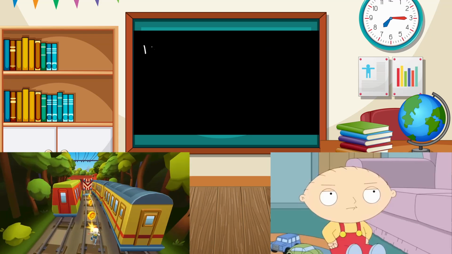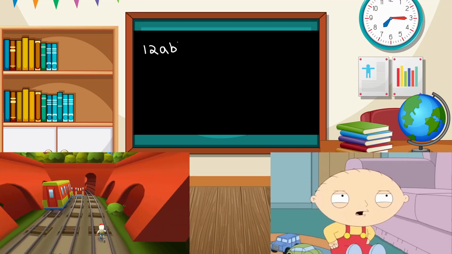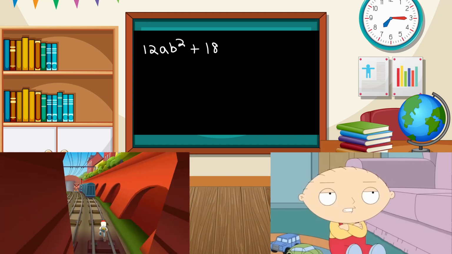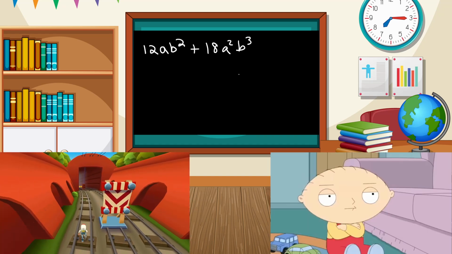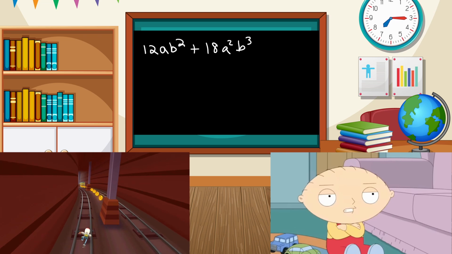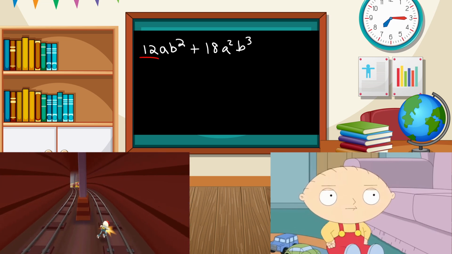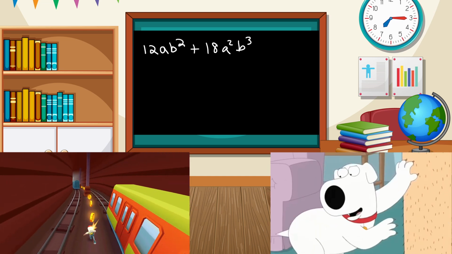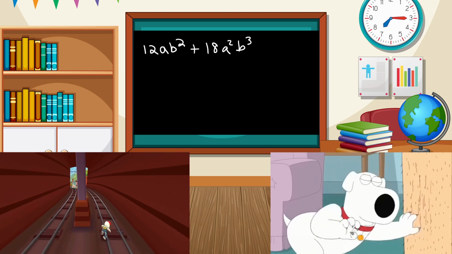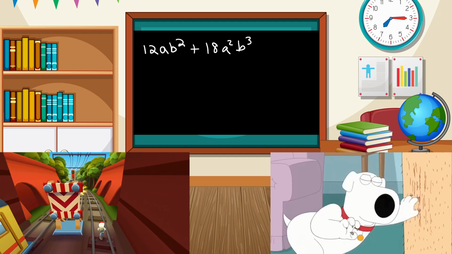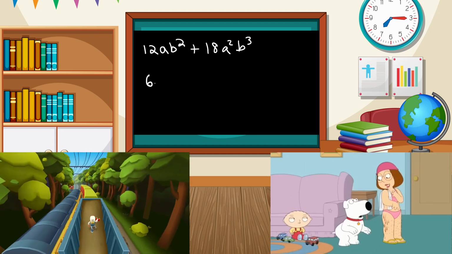Now let's try another example. So let's say we have 12ab squared plus 18a squared b to the 3rd power. Go ahead and factor this expression. So what is the greatest common factor between 12 and 18? So factors of 12 and 18 are 2, 3, and 6. 12 and 18 are divisible by those numbers, but 6 is the highest of those numbers, so the GCF will contain 6.